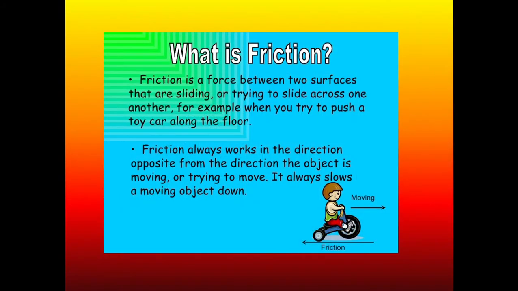Friction is a force between two surfaces that are sliding or trying to slide across one another. For example, when you try to push a toy car along the floor, in which direction are you trying to push it? Exactly opposite to that direction the friction is going to act. Here you can see a child trying to pull a toy car, and in the opposite direction you can see friction operating. The directions are very clearly marked. Friction always works in the direction opposite to the motion of the object. It always slows a moving object down.